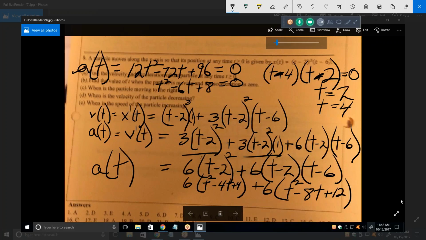Okay? Now, not sure why they put, and the particle is moving. I guess if we put these two times back into this velocity function, we will see that the velocity is not 0.